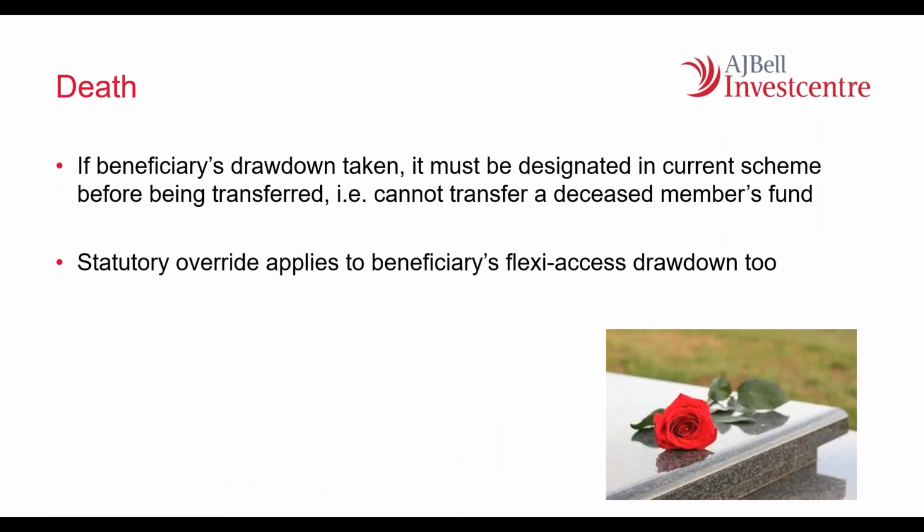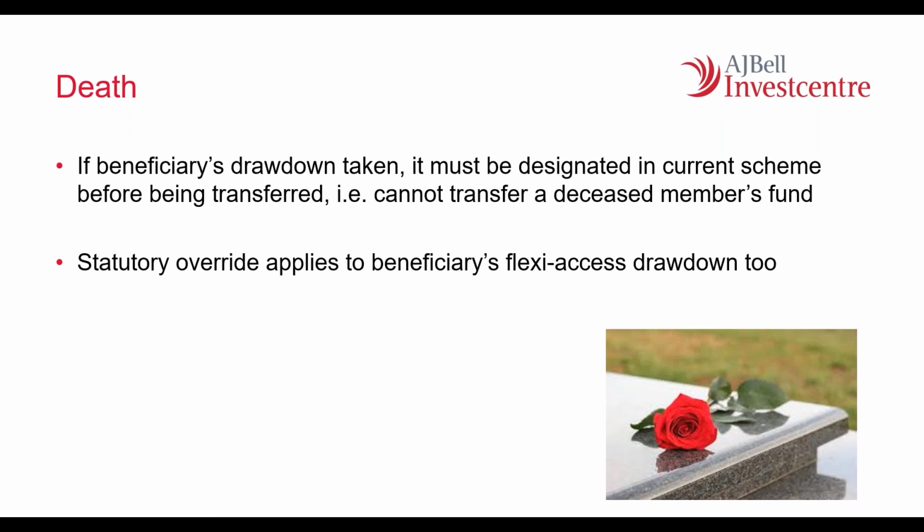Moving on to death. So when somebody dies, death benefits are distributed. They can either be paid out as a lump sum or be used to provide beneficiaries drawdown, or be used to purchase an annuity. When we're looking at beneficiaries drawdown, it has to be designated in the current scheme before being transferred. The rules say you can't transfer a deceased member's fund. So in the original member scheme, the scheme administrator has to do that designation, and then you can transfer to wherever the beneficiary would like to have that pension.